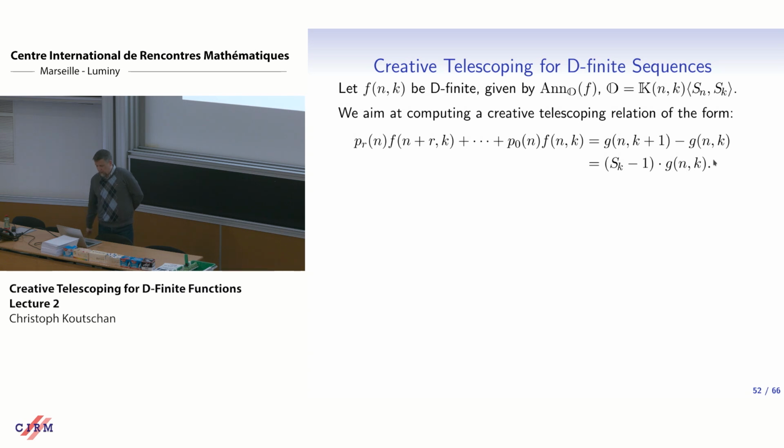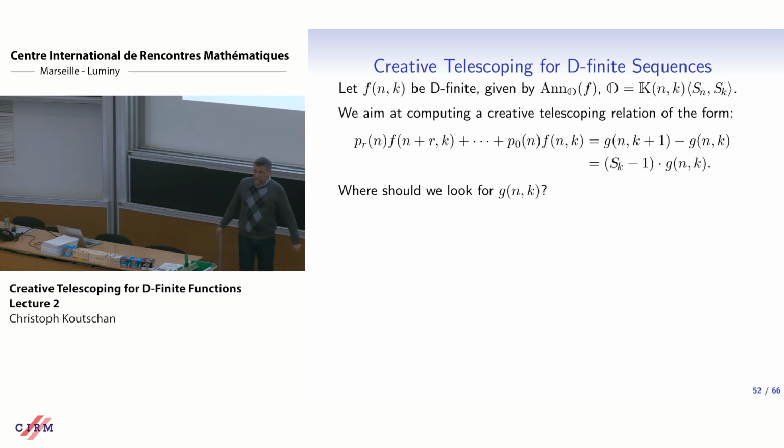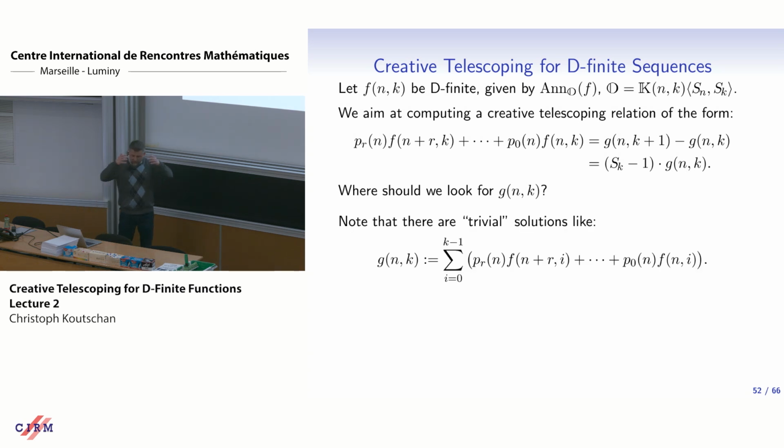Well, if on the right-hand side we have something that is of this form, g of k plus 1 minus g of k, which using our operator notation can be written like this. And when we sum over this equation, then this part will go away. And now, similar to what I said about hypergeometric summation, you may ask, okay, so this g, where should we search for it? And I remind you that you can just write down trivial solutions that are definitely true, but are completely useless because they don't give you any new information, so you want to exclude this.